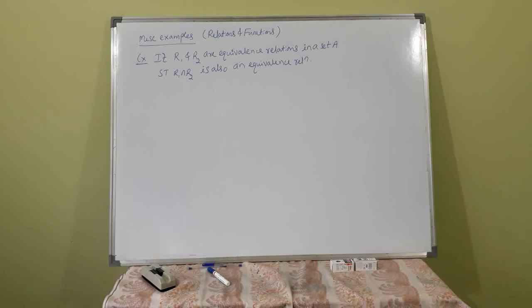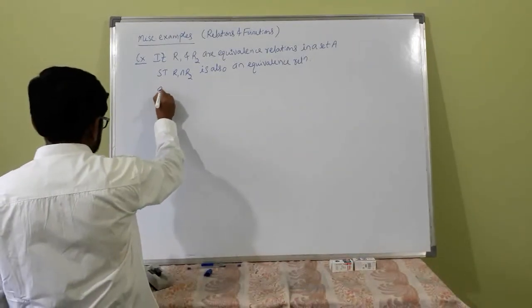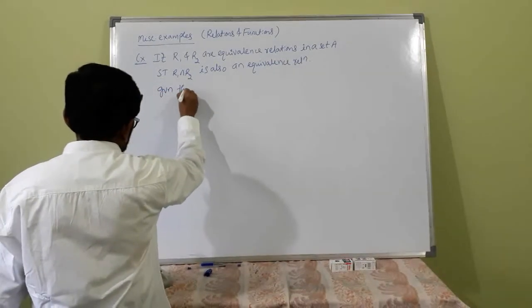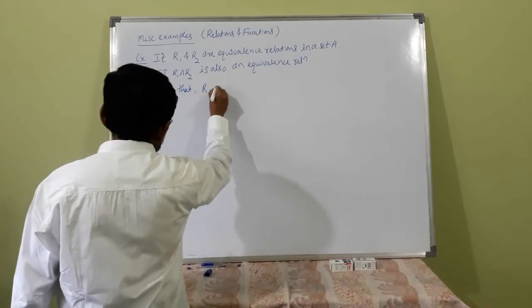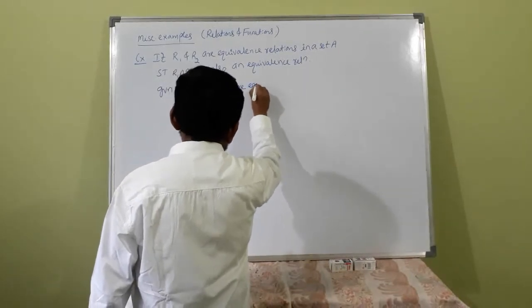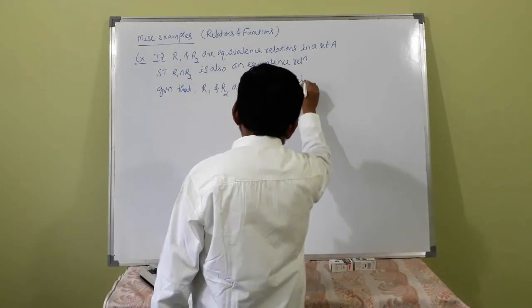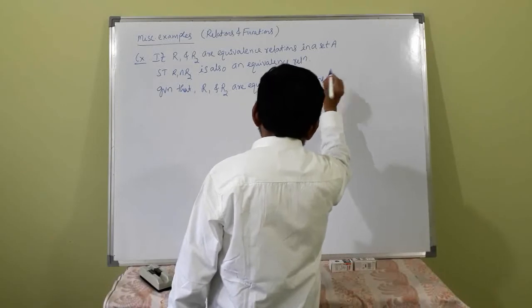Next example in relations and functions. If R1 and R2 are equivalence relations in a set A, show that R1 intersection R2 is also an equivalence relation. Given that R1 and R2 are equivalence relations.